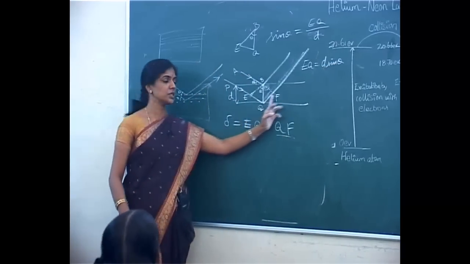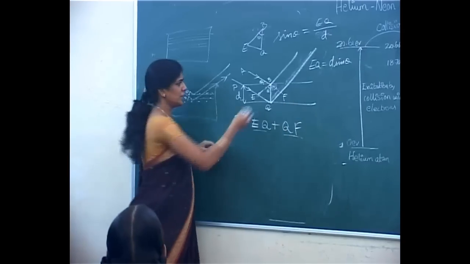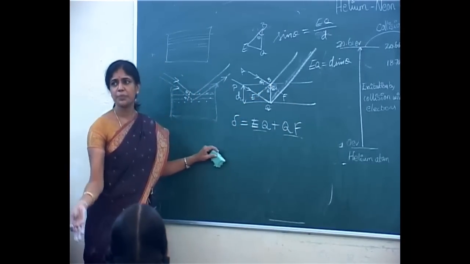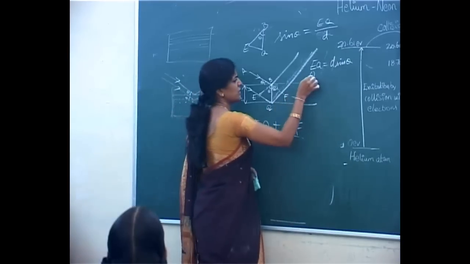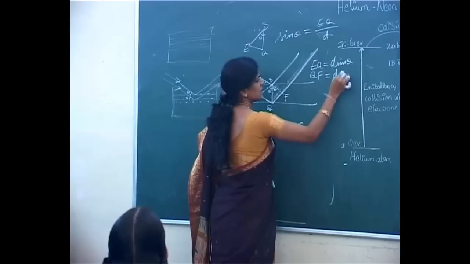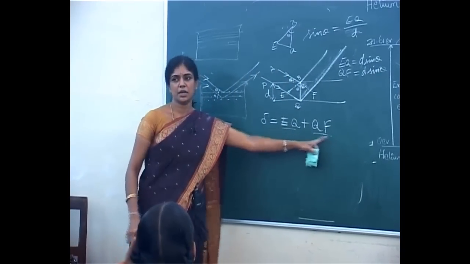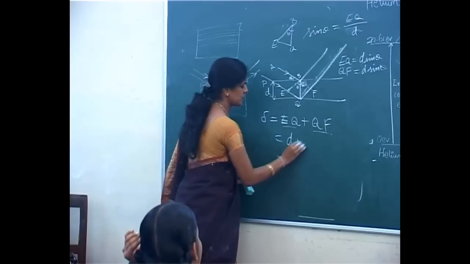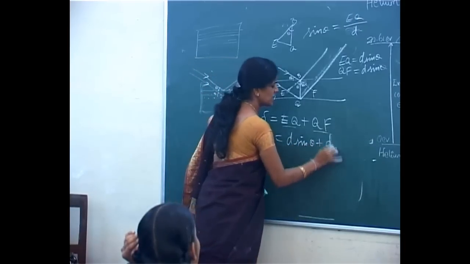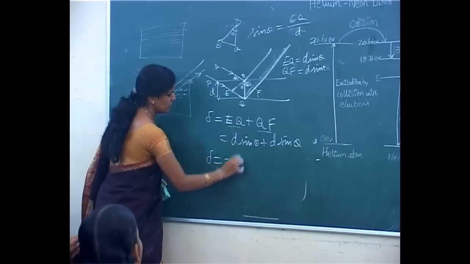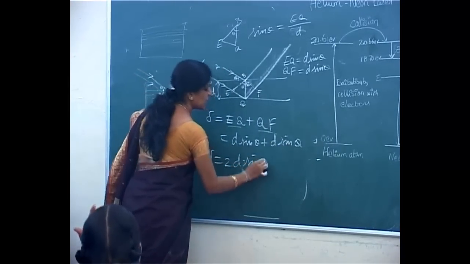If this value is d sin theta, can you find out QF? This angle theta here is also theta. So QF will also be the same. QF is equal to d sin theta. So d sin theta plus d sin theta, the path difference becomes 2d sin theta.